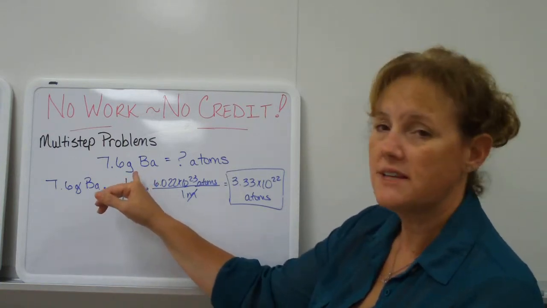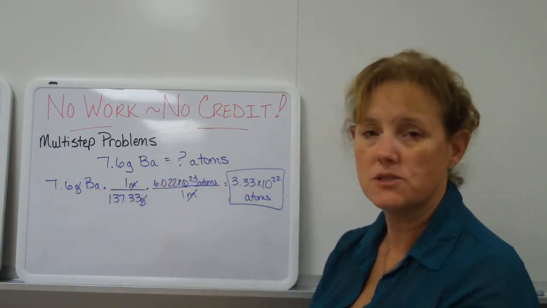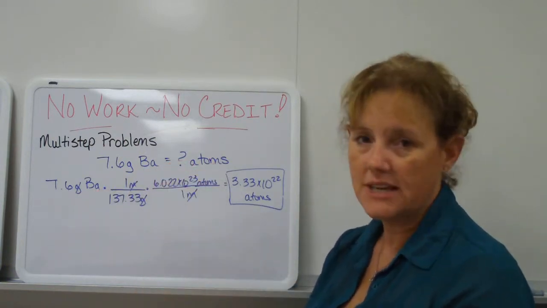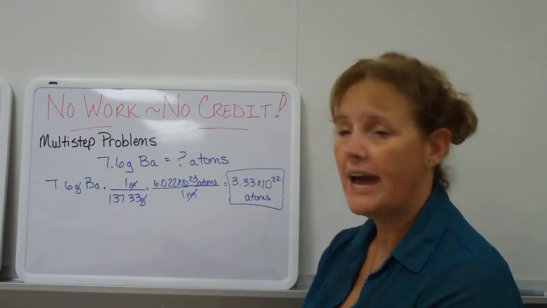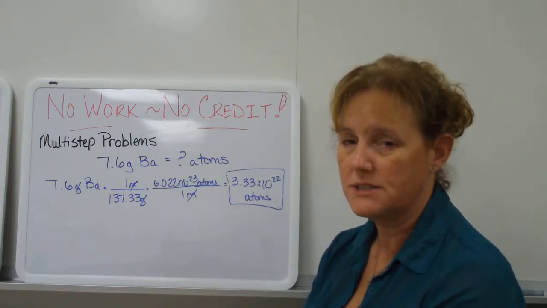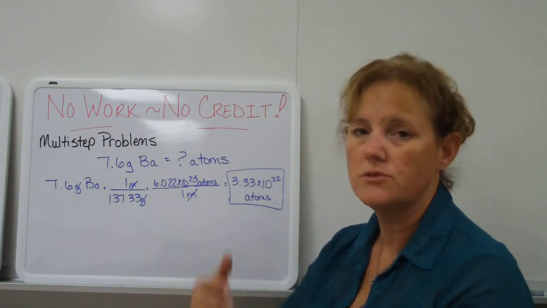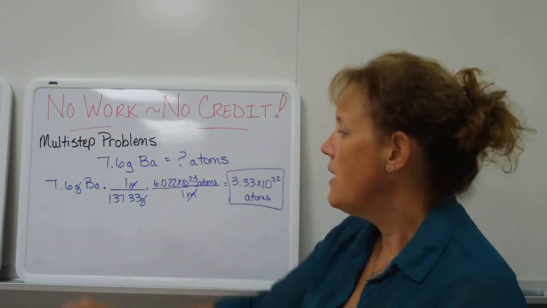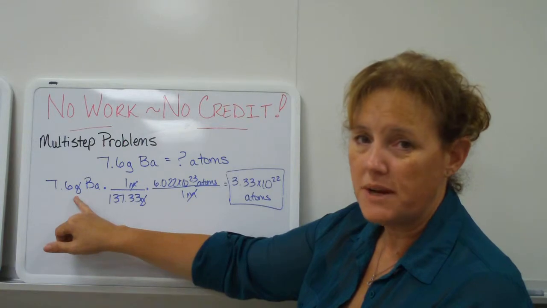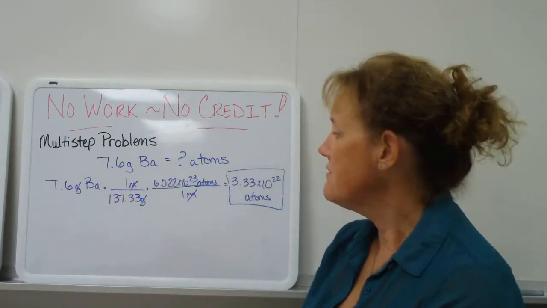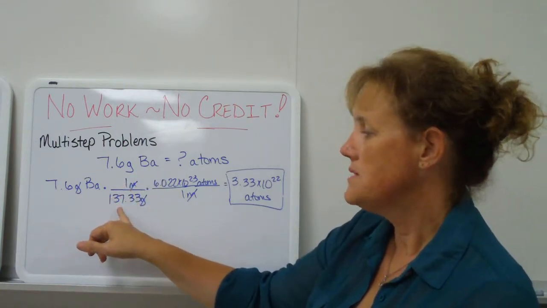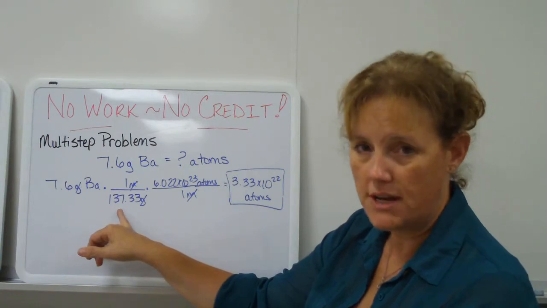Well, there's not a direct link between grams and atoms because grams is mass, atoms is a counting number. So I have to use Avogadro's number in the process, but I have to go from grams to moles first, and then moles to atoms. So I write down my 7.6 grams of barium, go to the periodic chart, and I find that 1 mole of barium is 137.33 grams.